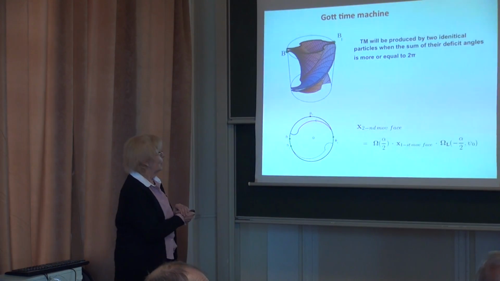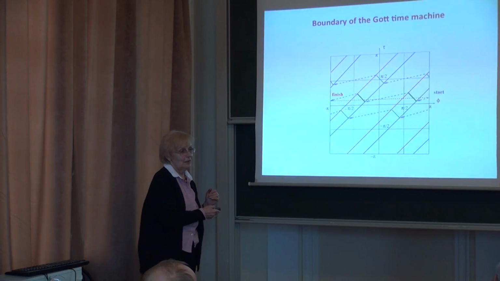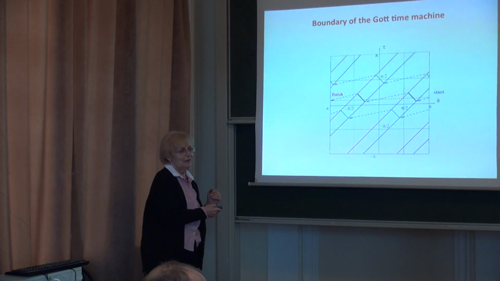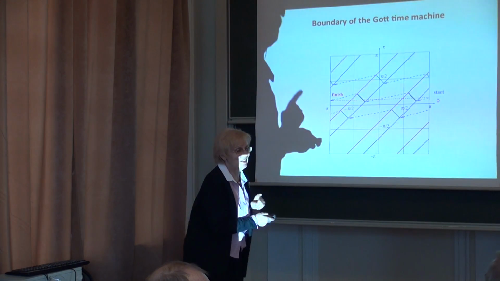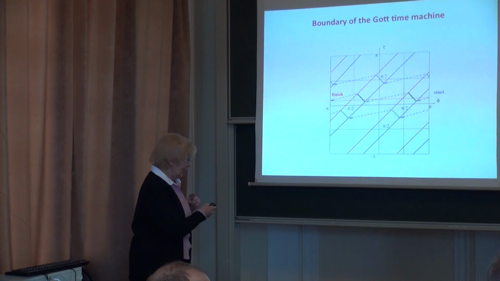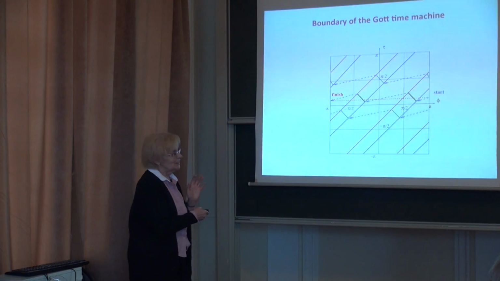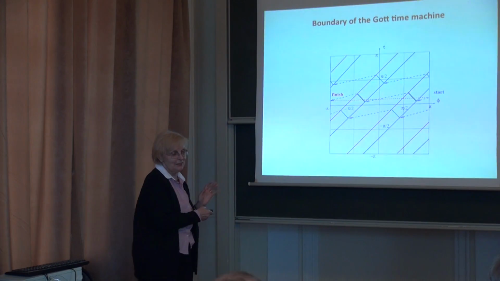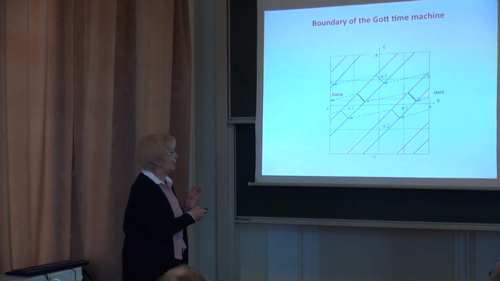And we can look at the correlation function. Where are you going, back or forward? It depends on your deficit angle in the future. Here will be a time machine in the future. So this is a very simple thing. This is just some kind of lensing effect. This is just an effect of removing some space-time.